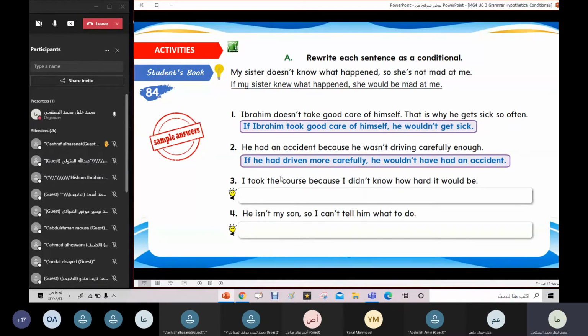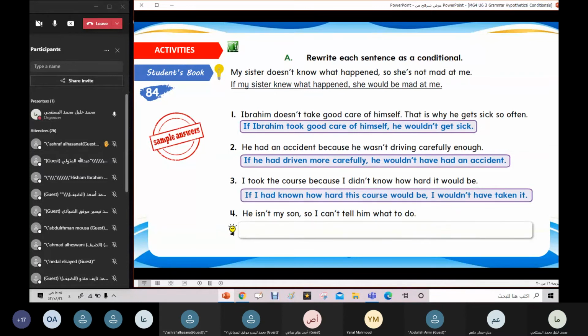Number 4, he isn't my son, so I cannot tell him what to do. This is in the present hypothetical, conditional. So we have to use the type 2. If he were my son, I could tell him what to do.